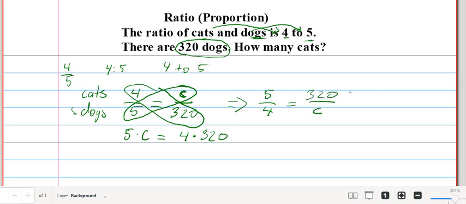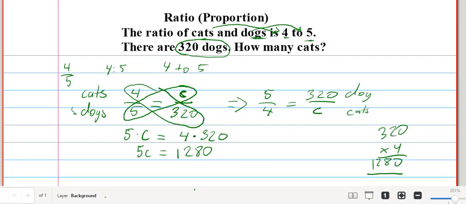All right. But on this one, it's just dogs on top, cats at the bottom. So it doesn't matter how you set it up. You're still going to cross multiply. All right. So come back here, down to here. So 5C is the same thing as 5 times C, right? Any integer next to a letter is just multiplication. And then 4 times 320, that is 1,280, right? That's the math over there, 1,280. Then we bring this down.